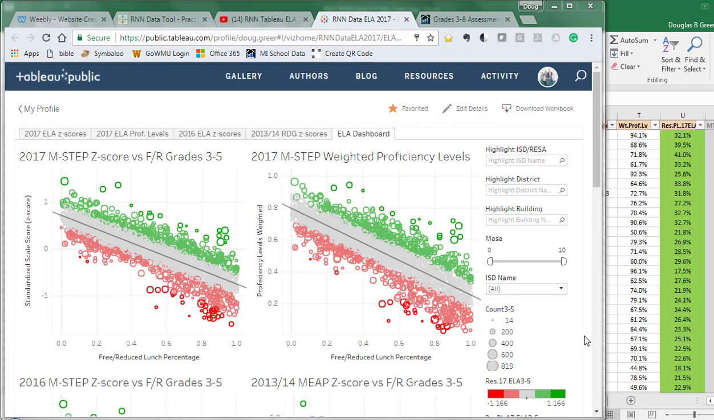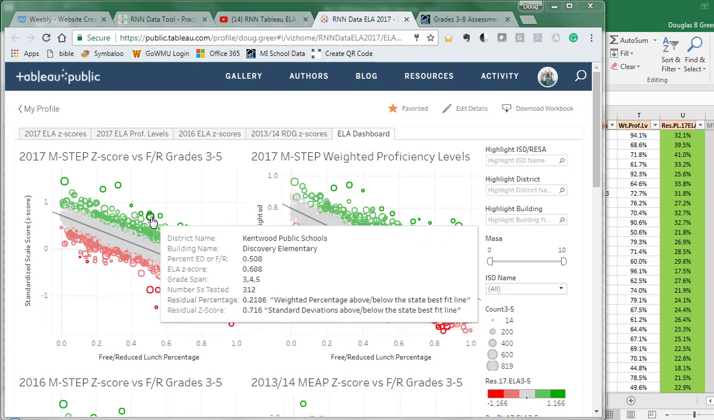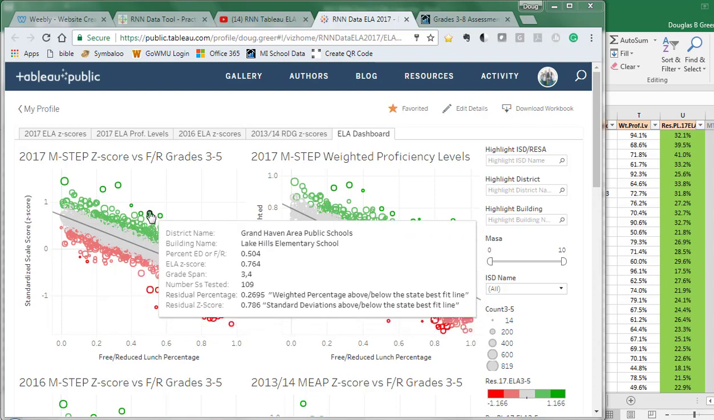In the last video, we gave a brief overview of Tableau and how this interactive online tool can quickly identify information for our schools. We took a look at Lake Hills and used it as an example because it has very similar demographics to the state, with 50% free and reduced lunch. But in the last couple of years, it tends to score much higher.